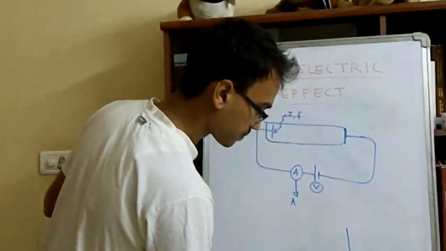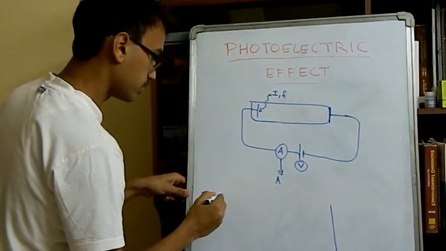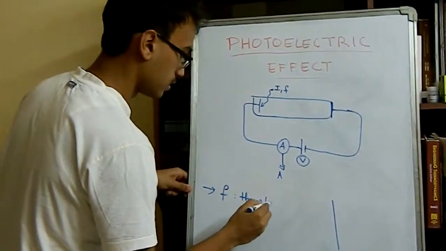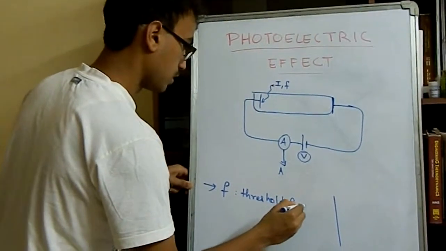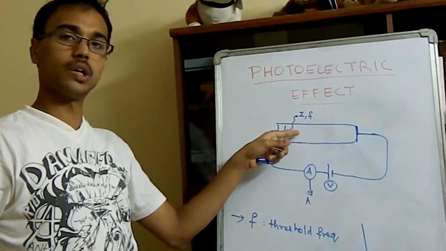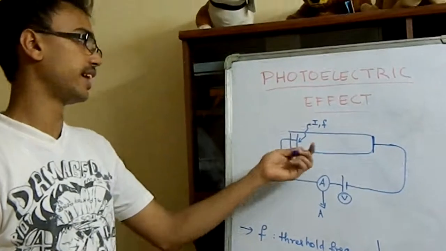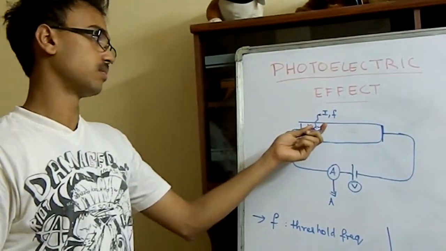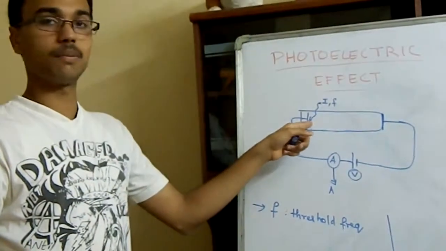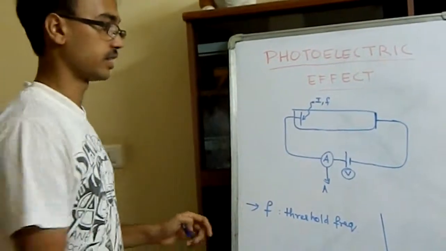First, for every metal there exists a particular frequency called the threshold frequency. The threshold frequency for that metal is the frequency of the radiation below which no photoelectric effect is observed. So if light of frequency lower than the threshold frequency is shined on the metal plate, irrespective of how high the intensity is, there is no observed photocurrent.